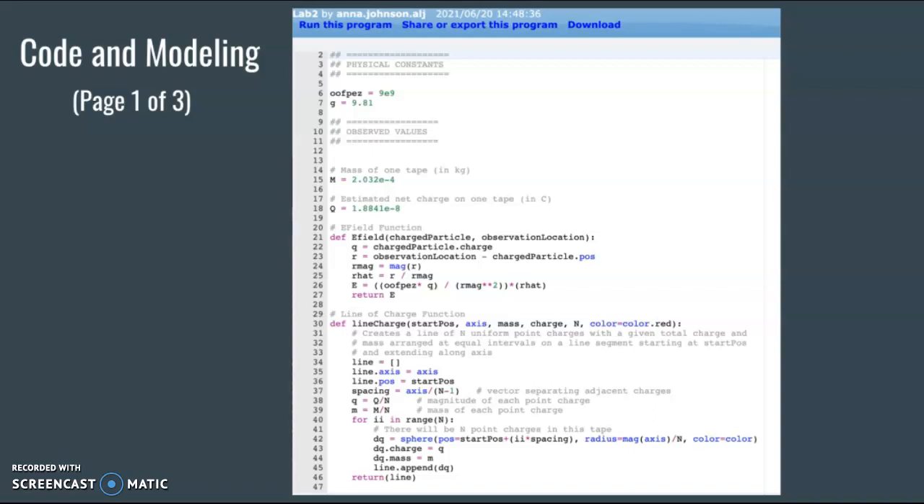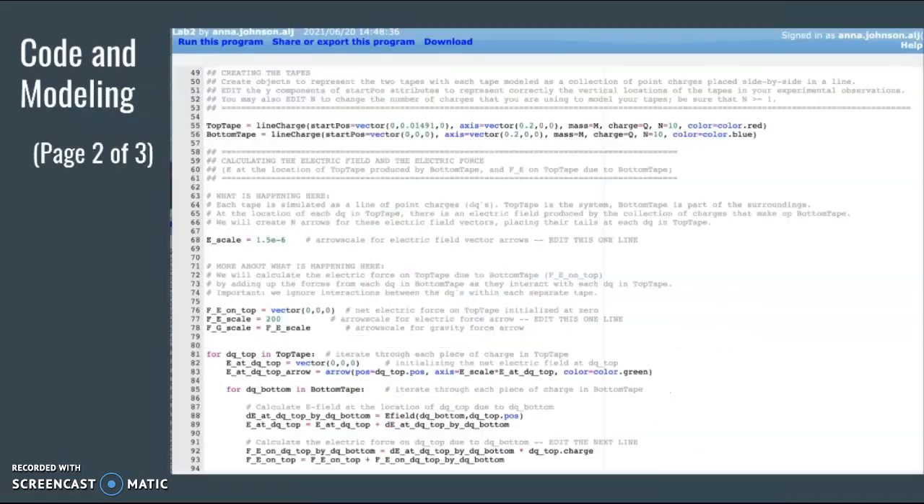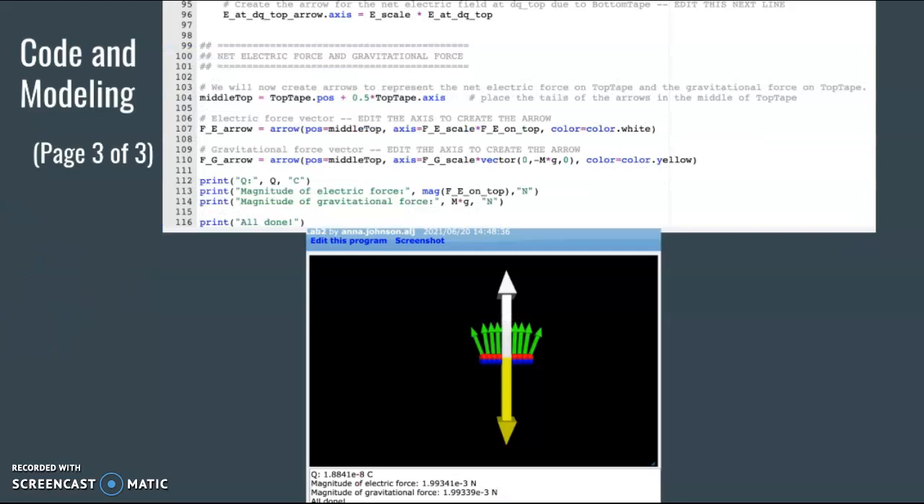And so this is the first page of code, and the second. And here you can see some of the code for the modeling. And finally, the model shown. The white arrow in the model represents the total electric force on the top tape, and the yellow arrow represents the gravitational force on the top tape.